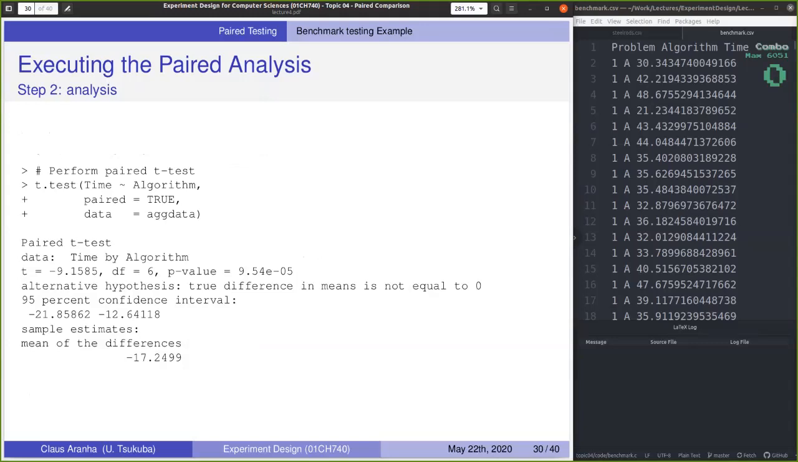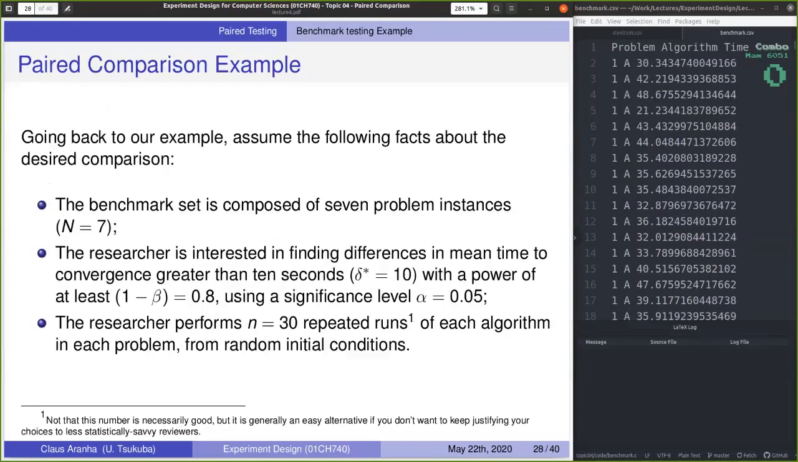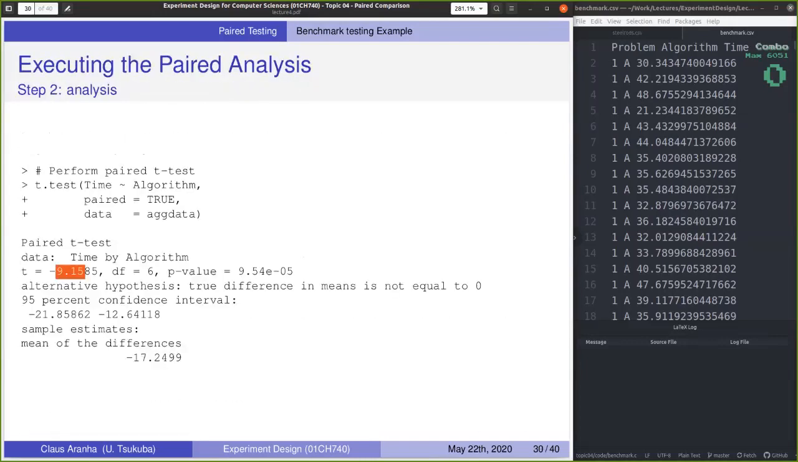Now that we have aggregated the data, we do the t-test exactly the same way that we did in the previous video, okay? So we do a t-test of time explained by algorithm, paired true, so it's pairing on the order, and the data is AG data. So it's a paired t-test, time by algorithm, and our statistic t is minus 9, which gives us a p-value of 0.5. Because our alpha was 0.05, we can reject the null hypothesis here. And we can see that the confidence interval of the mean of the differences is between minus 10 and minus 20 seconds. So we have definitely more than 10 seconds of difference between the two algorithms, okay?